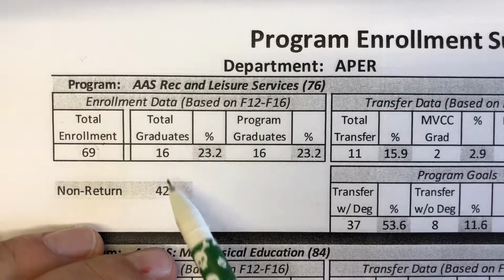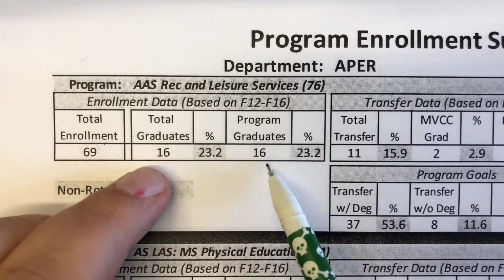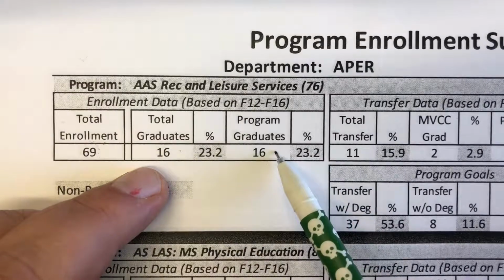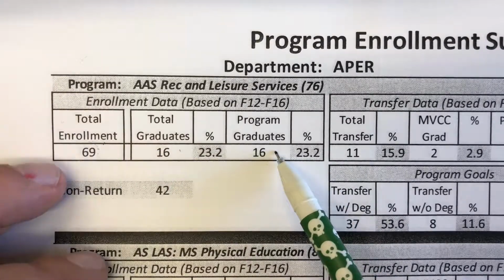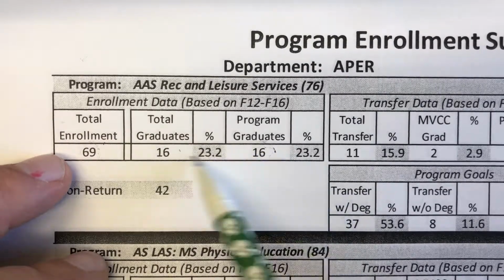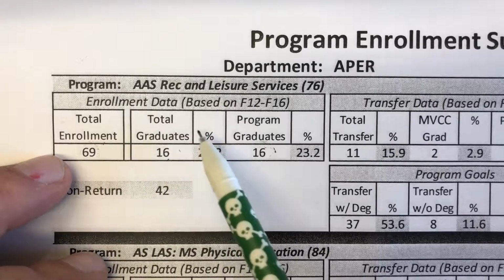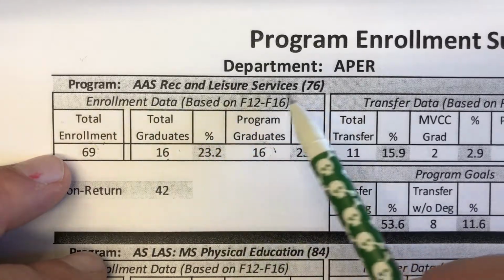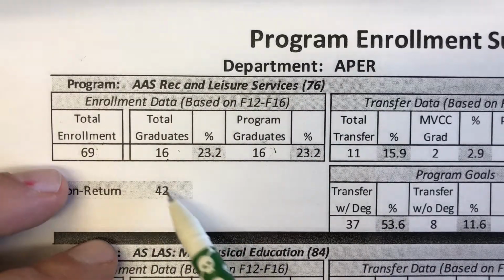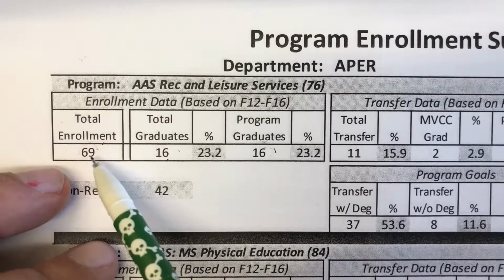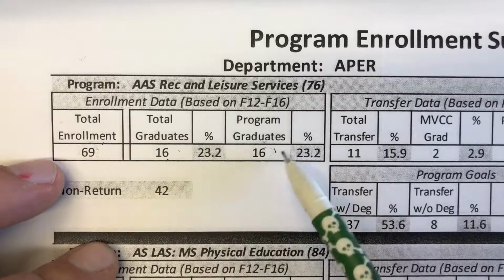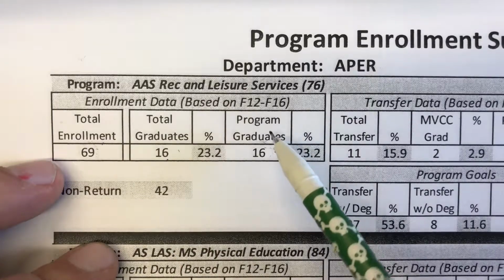Non-return doesn't include graduates, but we have graduates in two breakout categories. Total graduates is graduates from MVCC, whereas program graduates are graduates from the actual program. So these 16 program graduates happen to also be the 16 total graduates who graduated with an AAS in Rec and Leisure Services. The non-return plus the total graduates doesn't have to add up to total enrollment because some of these people either didn't graduate or didn't not return until after fall 16, right? So this is rolling data.